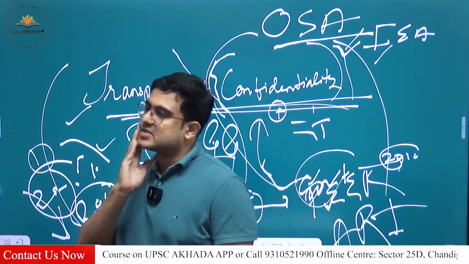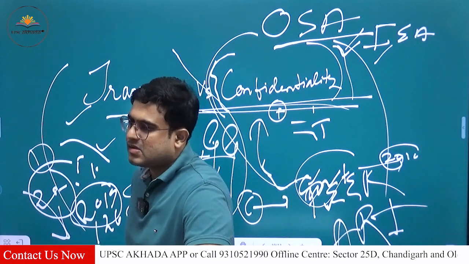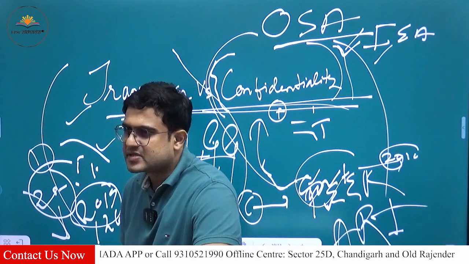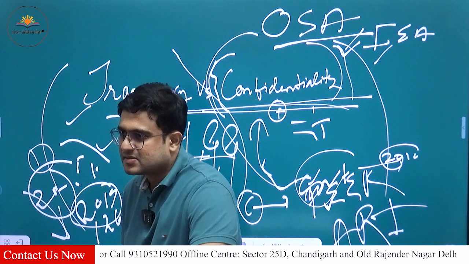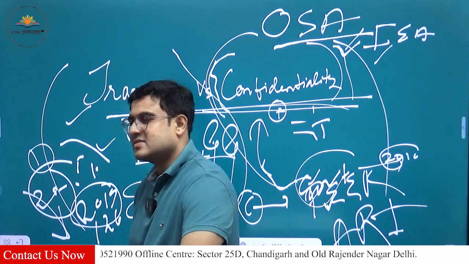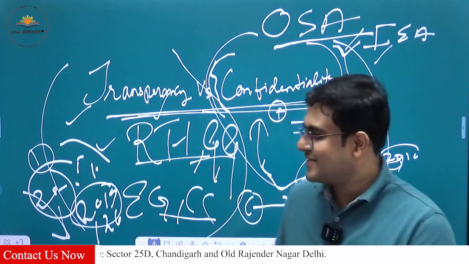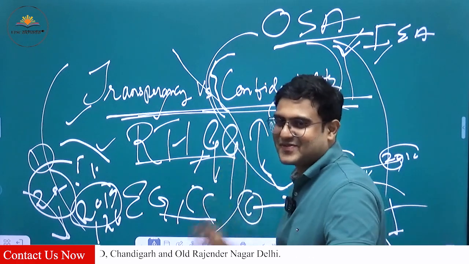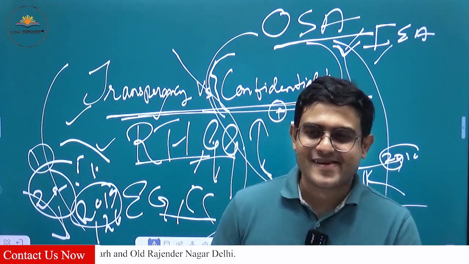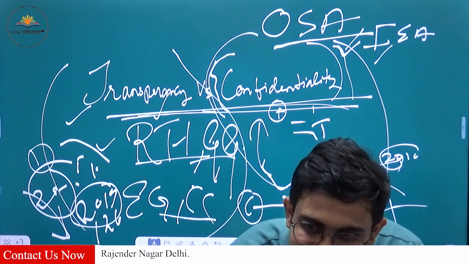Number of vacancies, that should not be confidential. Yes, so that's discretion. Not refuse. Very good example of transparency versus confidentiality. National security.